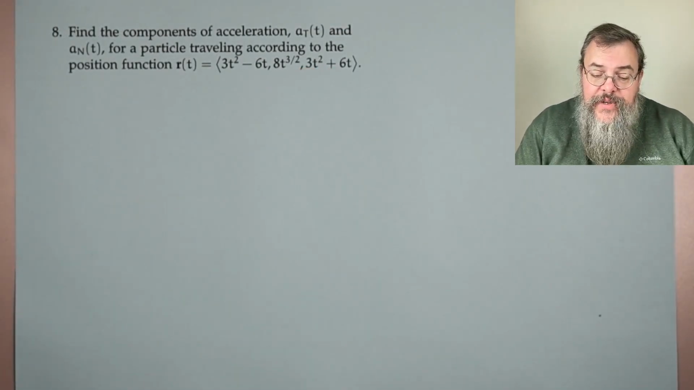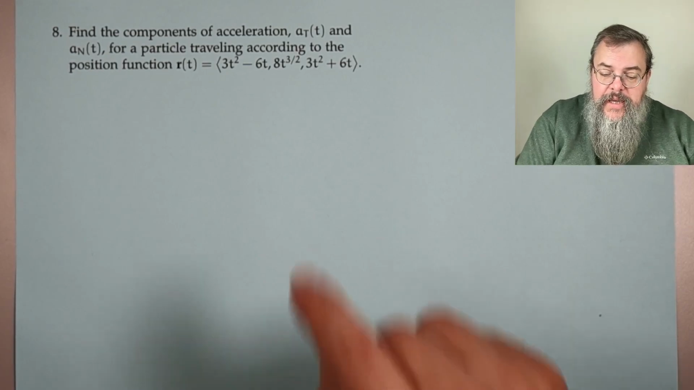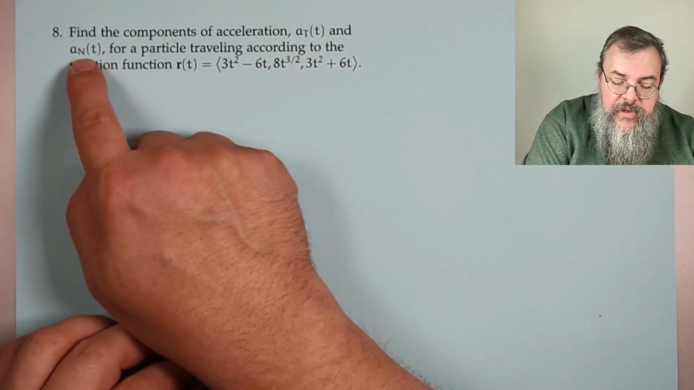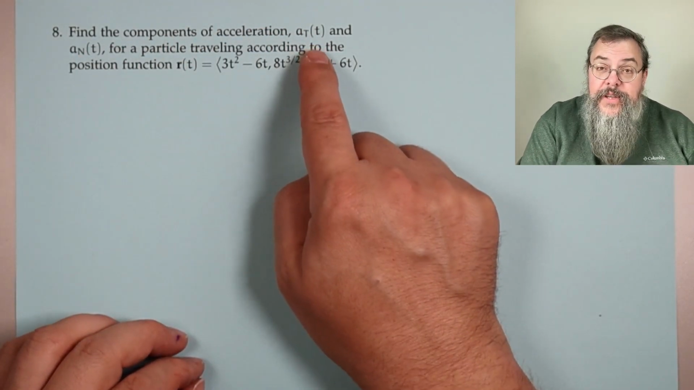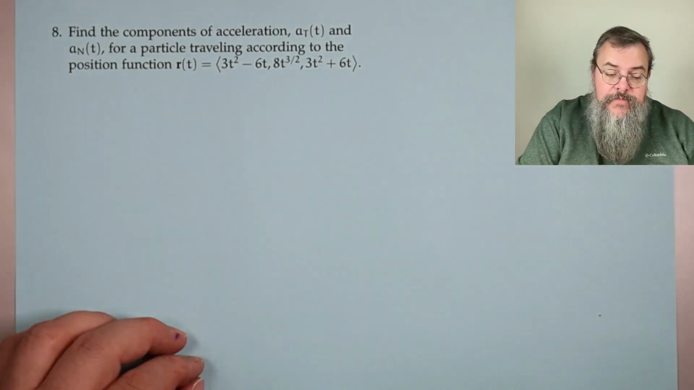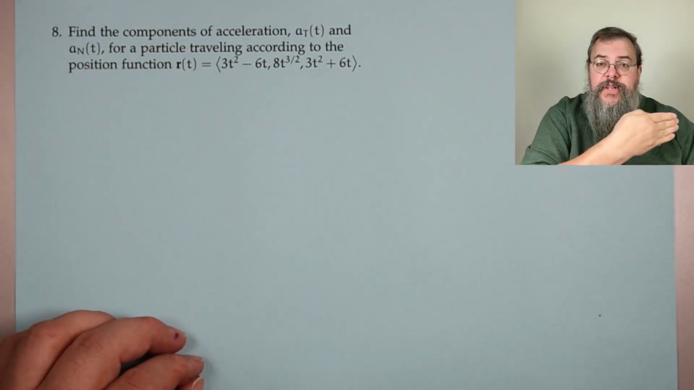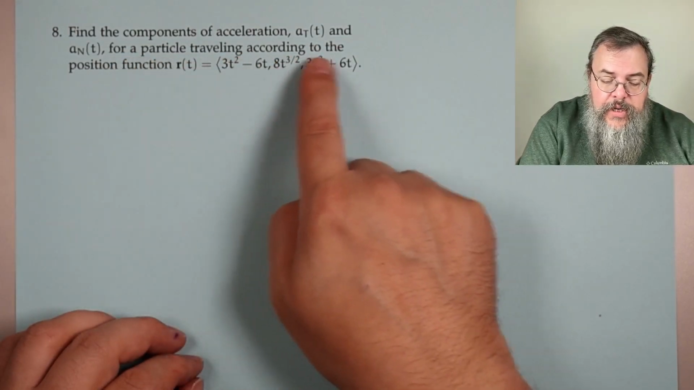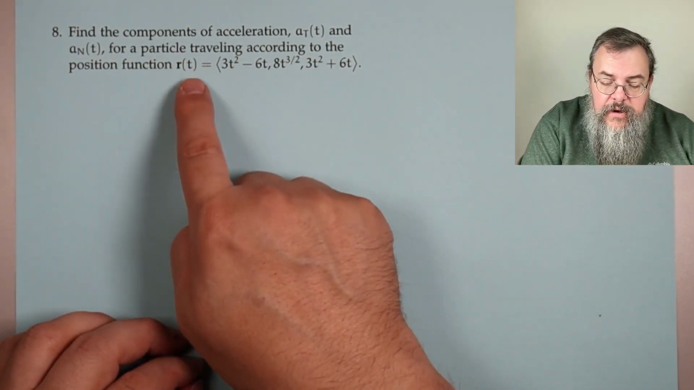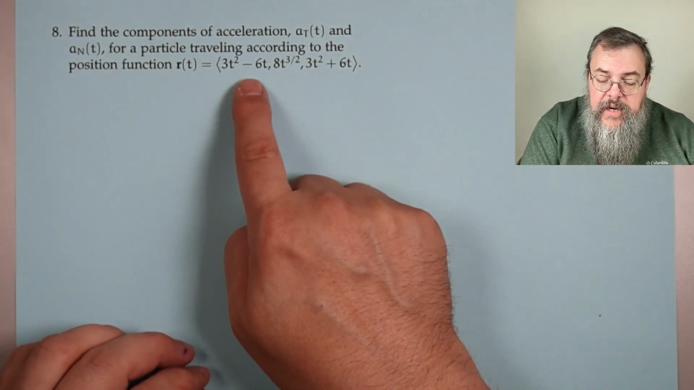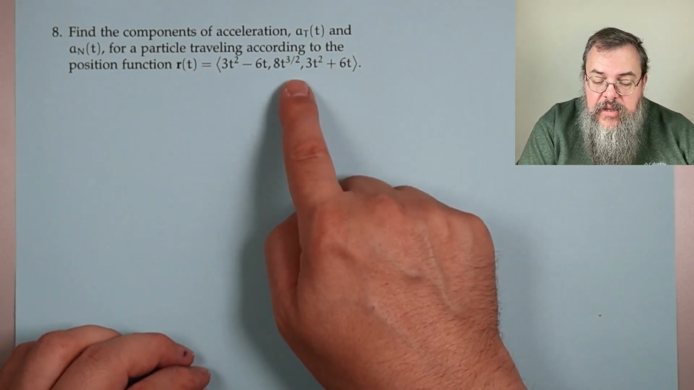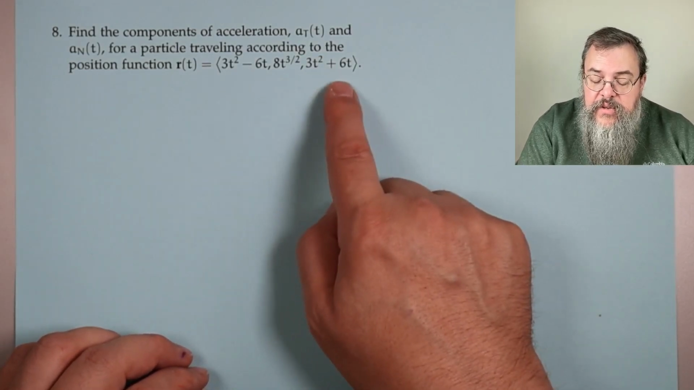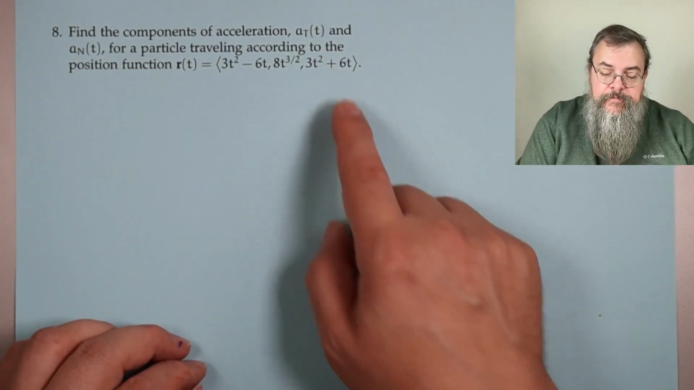Find the components of acceleration, a sub t of t and a sub n of t. So this is how much of acceleration is in the direction of motion, and how much of acceleration is perpendicular to motion. And it's for a particle traveling according to the position function r of t = ⟨3t² − 6t, 8t^(3/2), 3t² + 6t⟩.